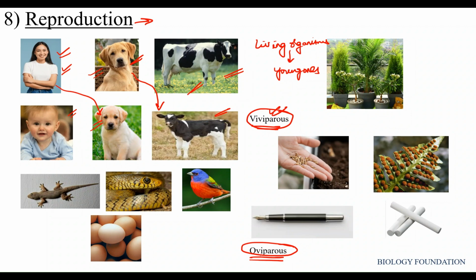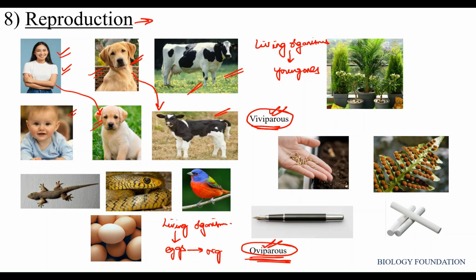Then when do you use the term oviparous? When the living organism lays eggs, and these eggs hatch later to give rise to the organism of its own kind, then you call it oviparous. Like birds, they lay eggs. Snakes, lizards, fish, they lay eggs. And then the eggs hatch and give rise to the younger ones. Then they are said to be oviparous.